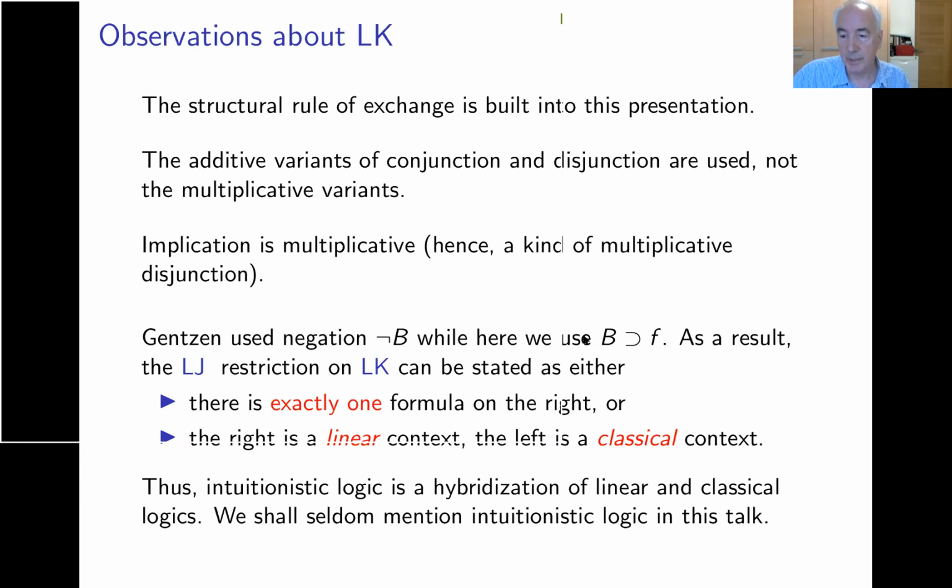As a result of making this one change, negation being implies false, you can take the usual restriction on LJ, the single conclusion versus multiple conclusion restriction. The way Gentzen wrote it, the right-hand side has 0 or 1 formulas in it. Here, with this change in negation, we can say there exists exactly one formula on the right, always. Or another way I'd rather say it: the right context is linear and the left is classical. In this way, intuitionistic logic can be seen as a hybridization of linear and classical logic. However, I won't speak much about intuitionistic logic for the rest of this talk.